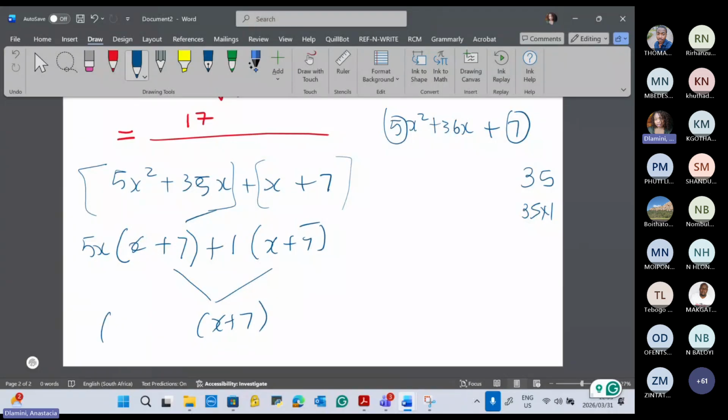Guys, I'm not teaching you something new. This is grade 9 work. Revision.